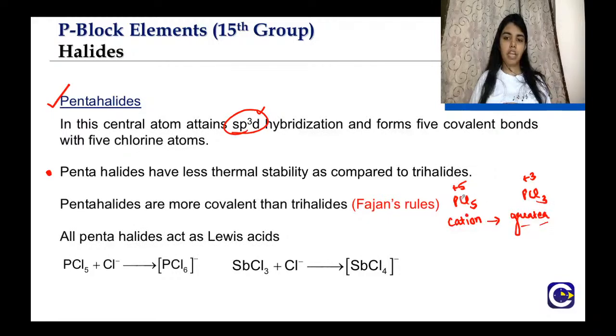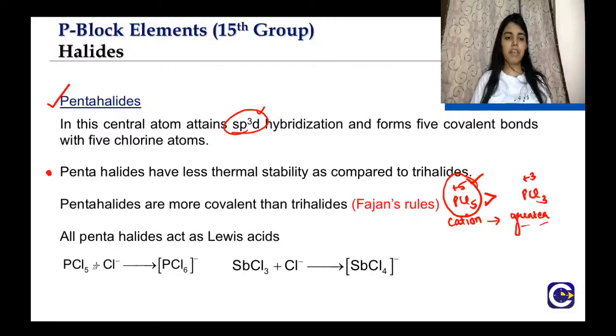So here if you see, phosphorus is having a +5 charge, and here phosphorus is having a +3 charge, right? Therefore PCl5, according to Fajan's rule, will have more covalent character than PCl3. Now all pentahalides also act as Lewis acids. Trihalides were also acting as Lewis acids, and pentahalides will also act as Lewis acids.